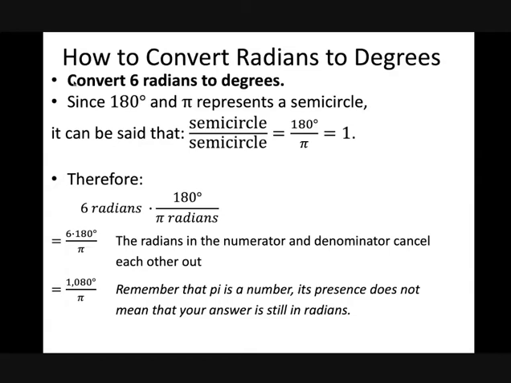Notice here that pi is a number. Its presence does not mean that your answer is still in radians. A radian value does not have to have pi, and not all values that have pi in them are necessarily radian measures.